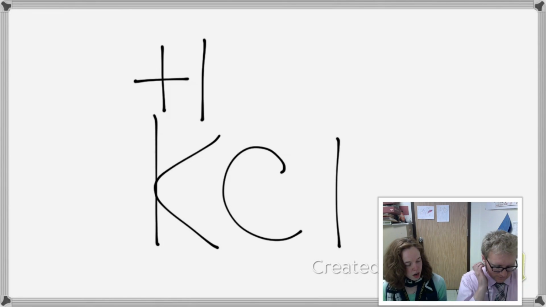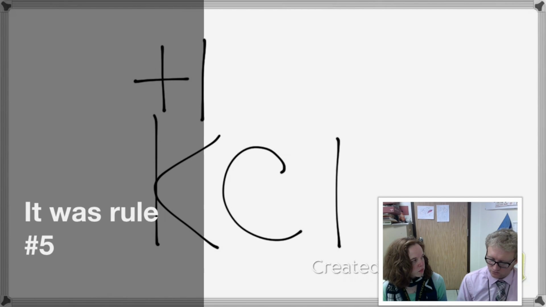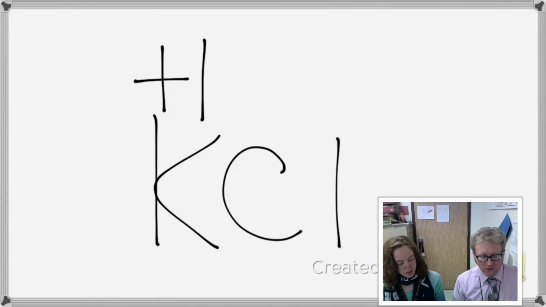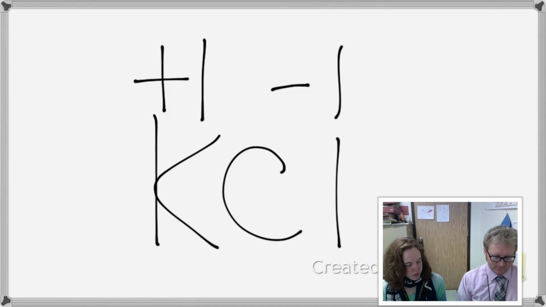So now, what about chloride? Was there officially a rule about nonmetals? No, there wasn't. So what was the rule that had to get followed if none of the other rules worked? The last rule: the numbers all have to equal 0. So they have to add up to be 0. If K is a +1, we know that chloride is a -1.